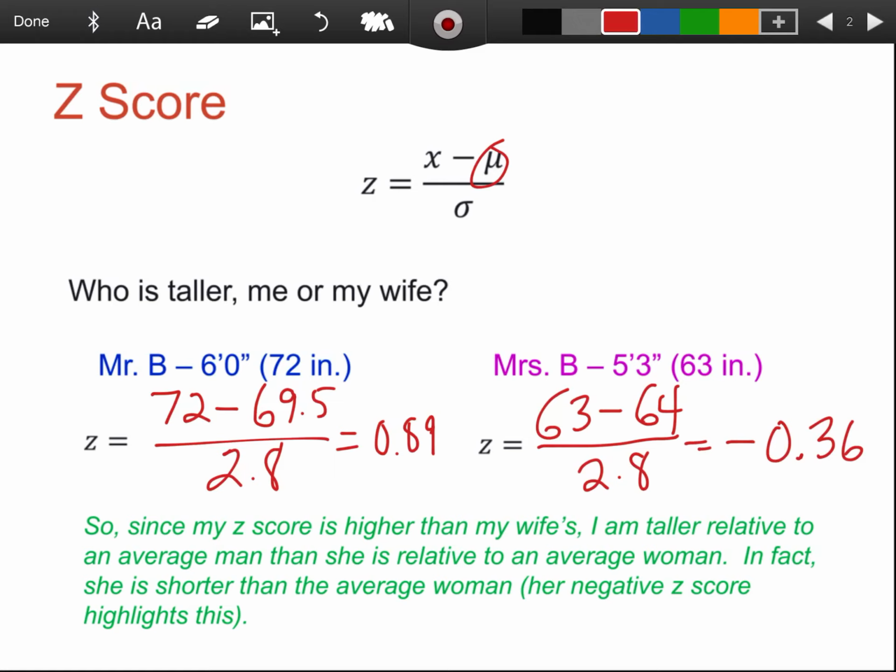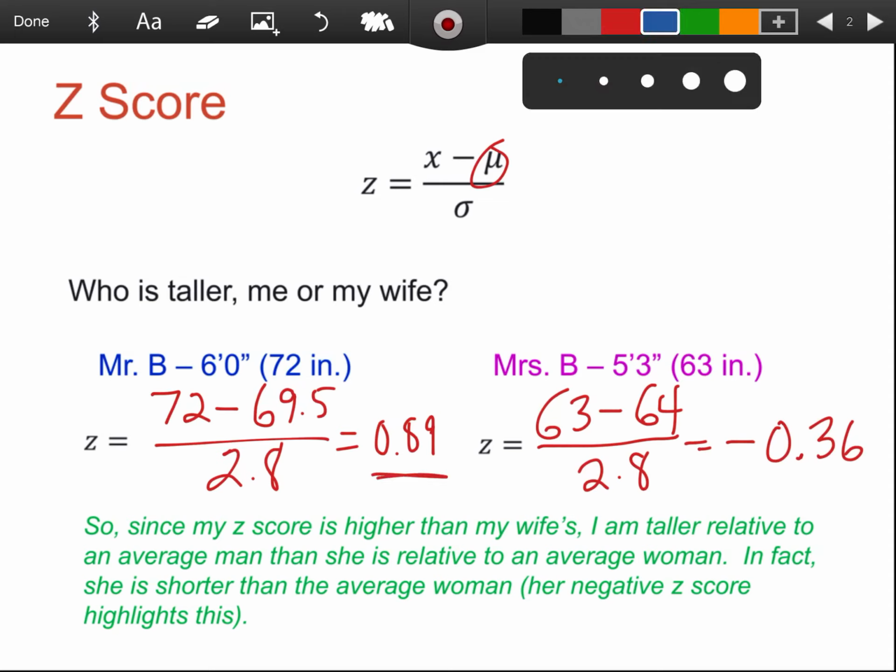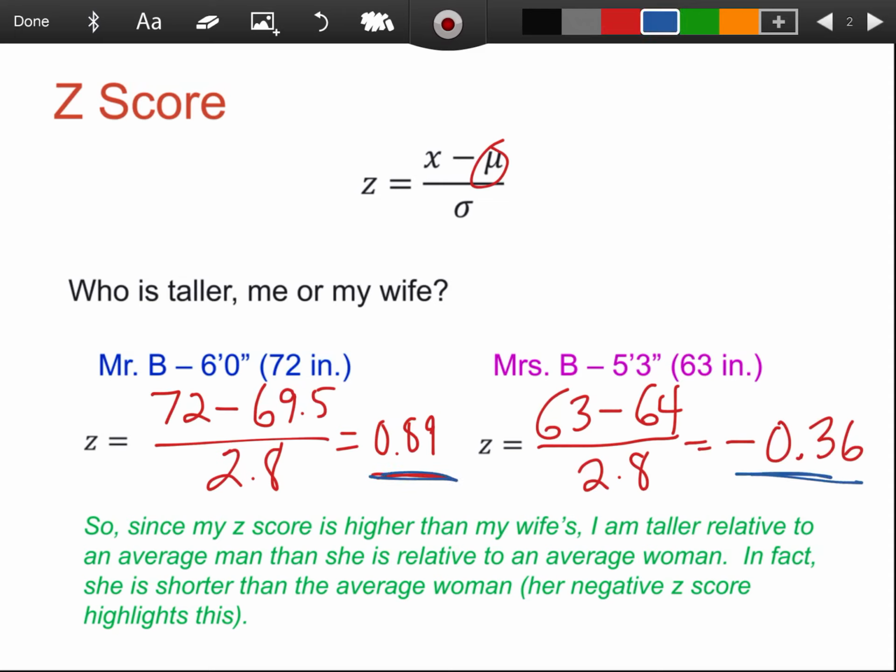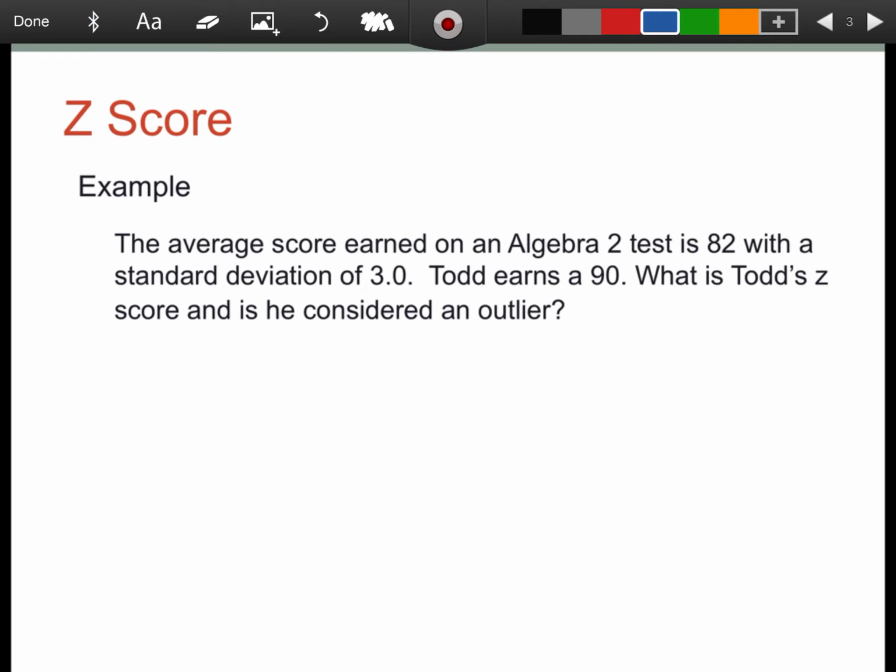Since my Z-score is higher than my wife's, so 0.89 is higher than negative 0.36, that means I'm taller relative to an average man than she is to an average woman. In fact, she's shorter than the average woman, because her negative Z-score shows this.